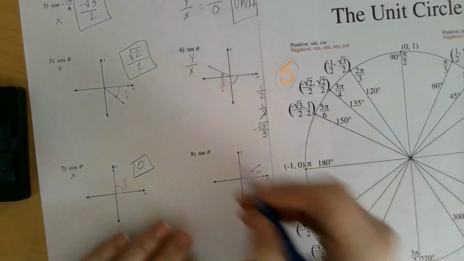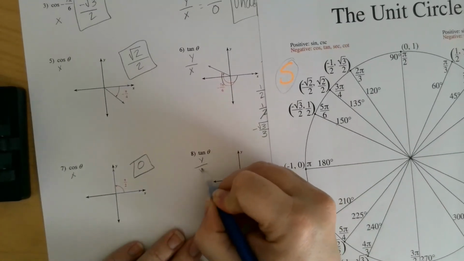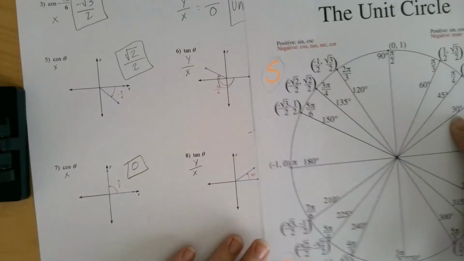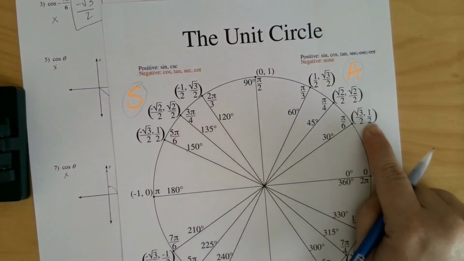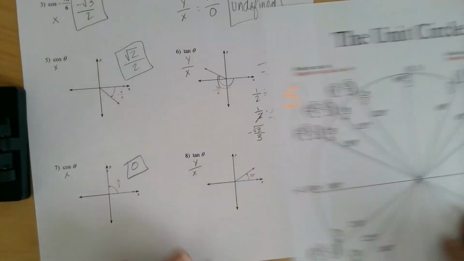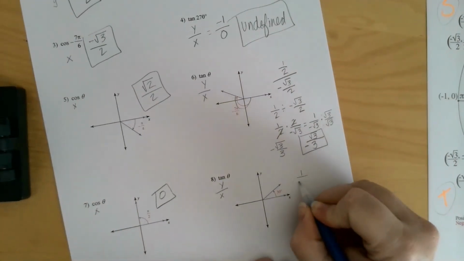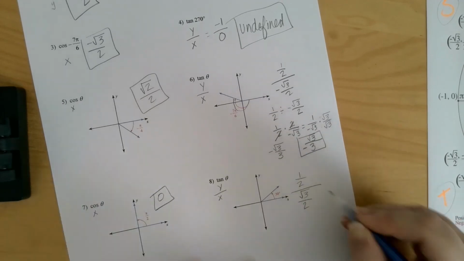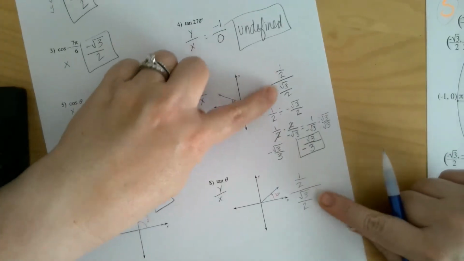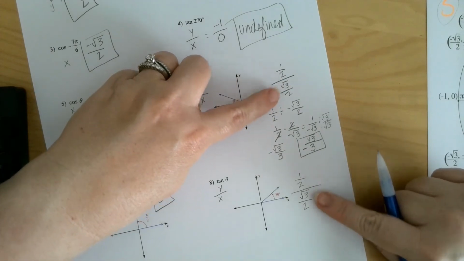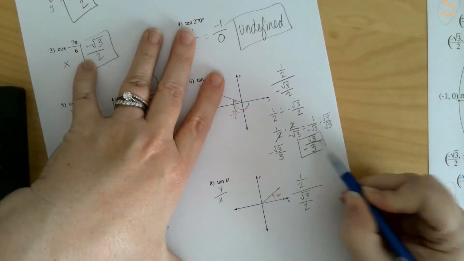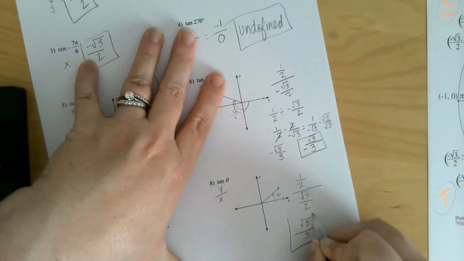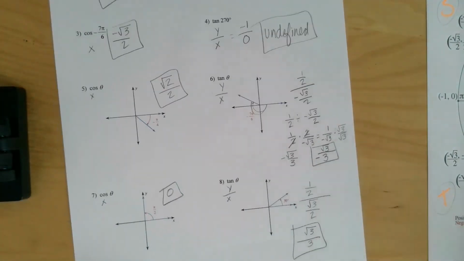And then finally, tangent again. That's y over x. That's the only one that typically gives you some work to do. Of 30 degrees. Well, that's right here. 1/2 over root 3 over 2. That's your y value over your x value. If you notice, it's exactly the same as the one I did up there. So it's going to be the exact same answer, only positive, because in that first quadrant, everything is positive.